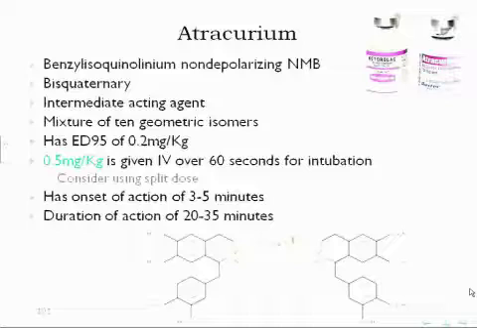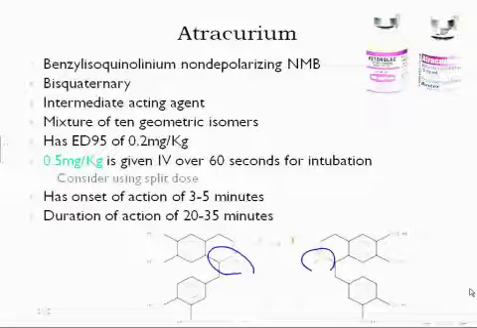This is the drug I expect you to know a lot about because it's the one we're going to use a lot in your practice in a lot of places. Atracurium is a benzoisoquinolone non-depolarizing neuromuscular blocker. It's a bisquaternary compound, so it has 2 quaternary groups. You can see them here. The normal induction dose is 0.5 milligrams per kilo.